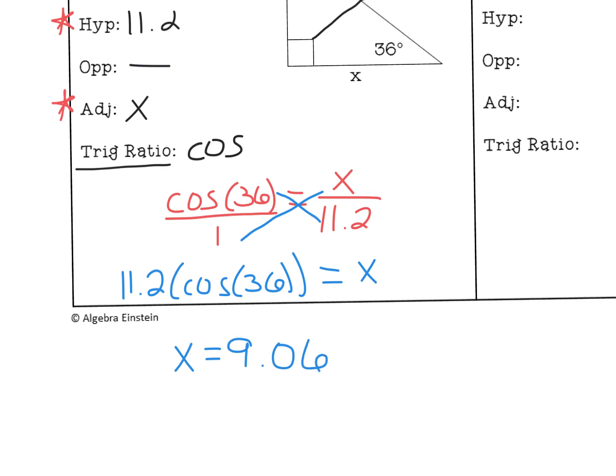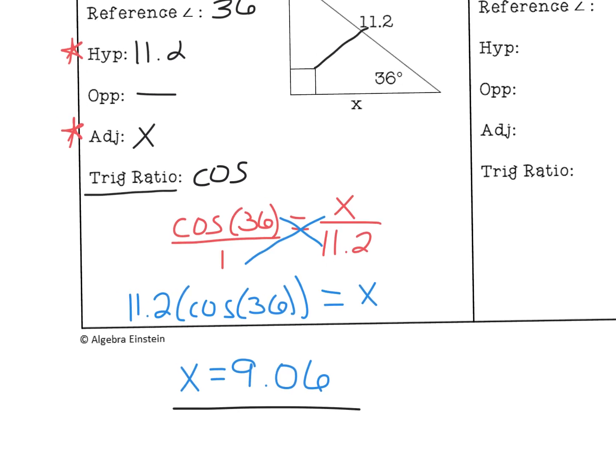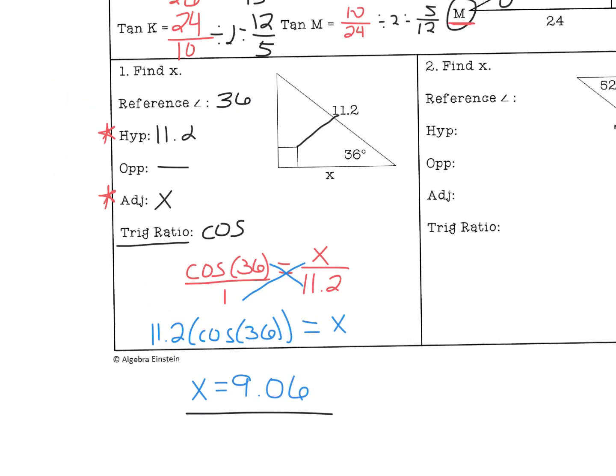Hang on. What did we just find? The adjacent, which is what of the triangle? It's a side length, right? So we're using trig to find side lengths. Okay, go try number 2 on your own.